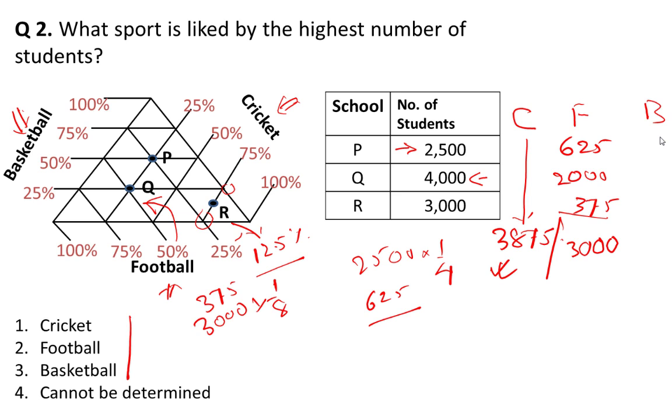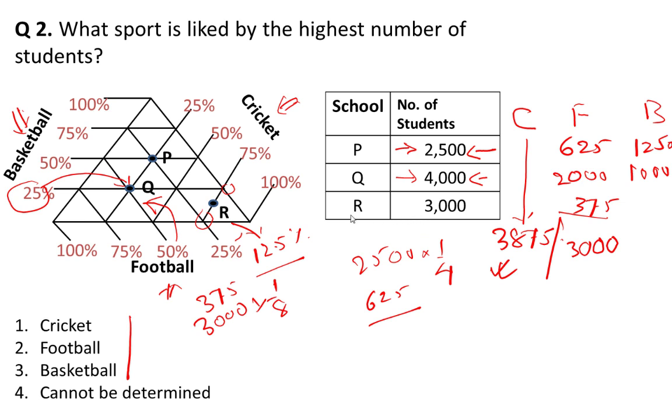One calculation is left, that is basketball. Now for basketball, school P is 50%. So 50% of 2,500, which is 1,250. Next, school Q. I can say school Q falls under 25%. That means 25% of school Q likes basketball, and 25% is 1/4. So I can take 1/4 of 4,000. It's nothing but 1,000.